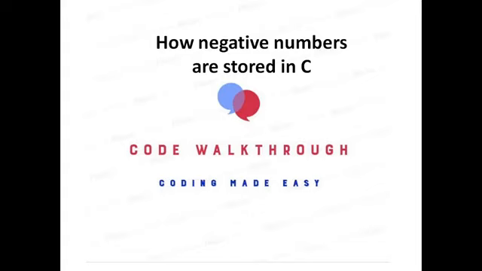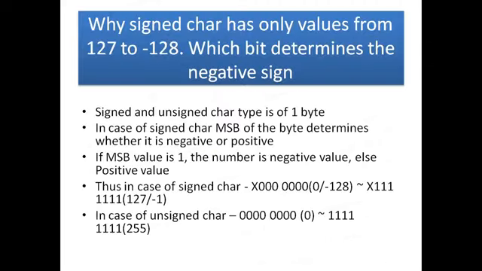In this video, we are going to see how negative numbers are stored in C. At the end of this tutorial, we will be able to answer why signed char has only values from -128 to 127, why unsigned char has values from 0 to 255, how the computer actually stores negative numbers, and which bit determines the negative sign. For all these questions, we are going to get answers at the end of this video.